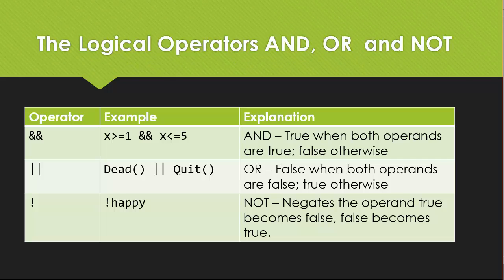So if dead's true but quit's false, the whole thing's true. If dead's false and quit's true, the whole thing's true. Only one of them needs to be true. Both of them need to be false for the condition to be false in OR.